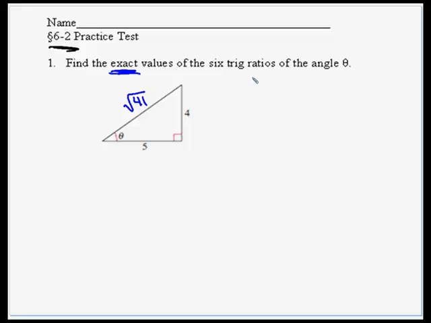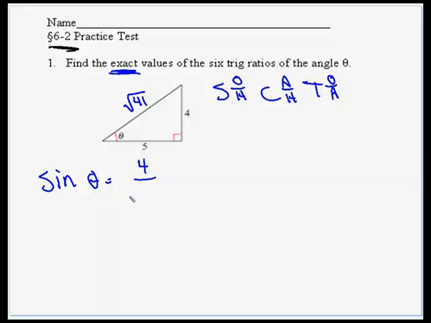Now we got to think of Sohcahtoa. Some old hippie came a-hoppin' through our apartment. Sohcahtoa, sine is opposite over hypotenuse. So to find the sine of angle theta, we look across from it. Opposite is 4. Hypotenuse is root 41. Opposite over hypotenuse. And we are going to rationalize that.